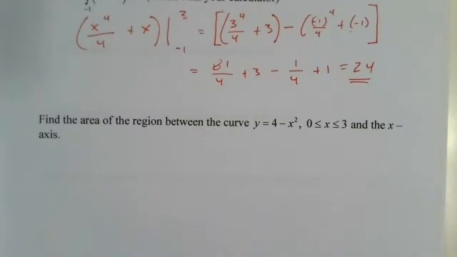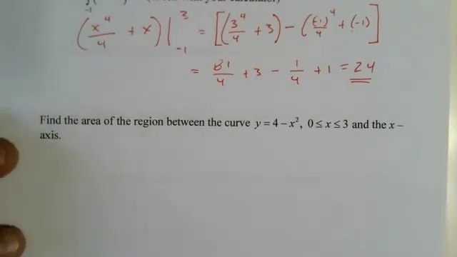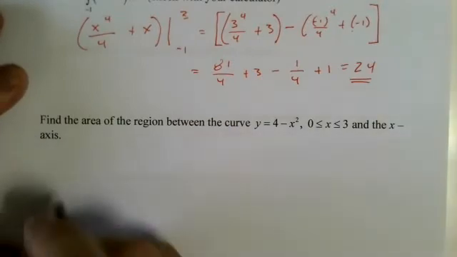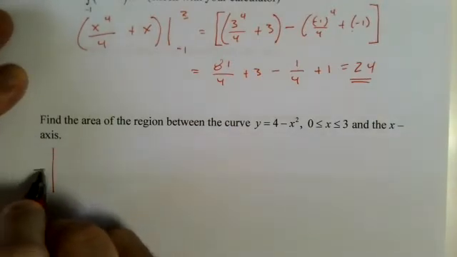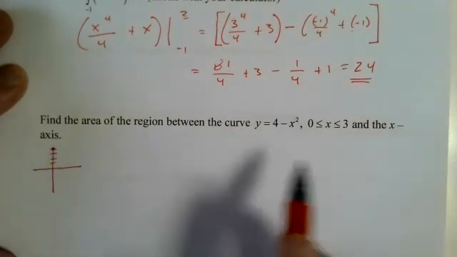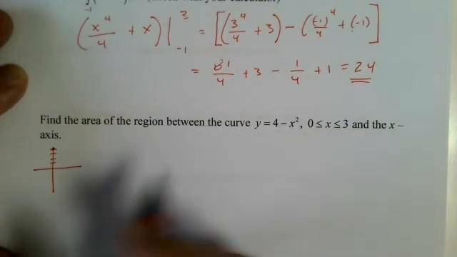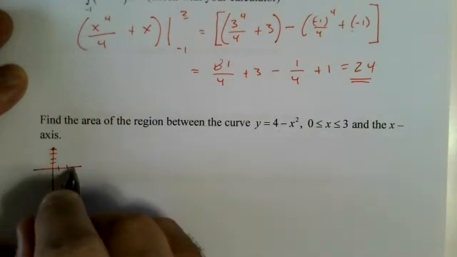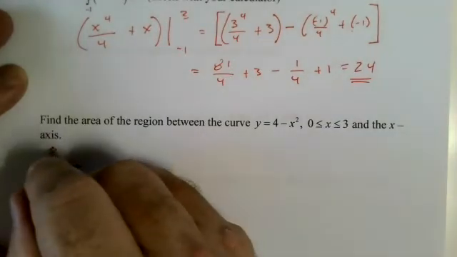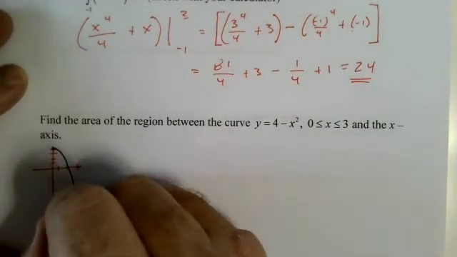Find the area of the region between the curve and the x-axis. Now, gotta be careful here. They want the area of the region. I gotta graph it, find out what's going on here. 4 minus x squared. It's up here at 4. We're going 0 to 3. Well, I know if I plug in 2, I get 0. So 1, 2, 3. So we're coming down here.